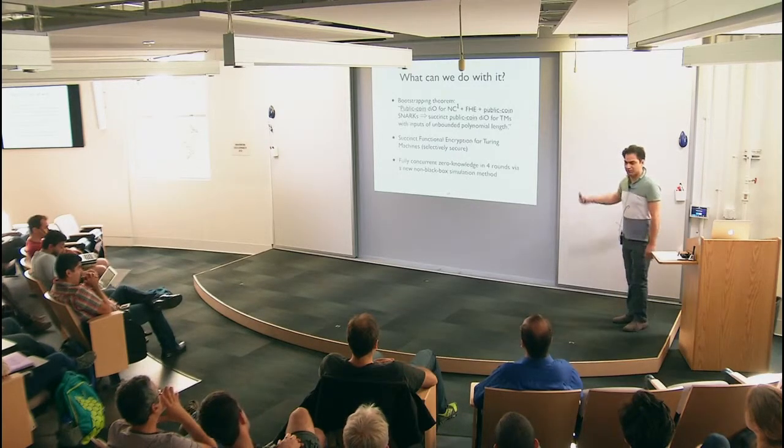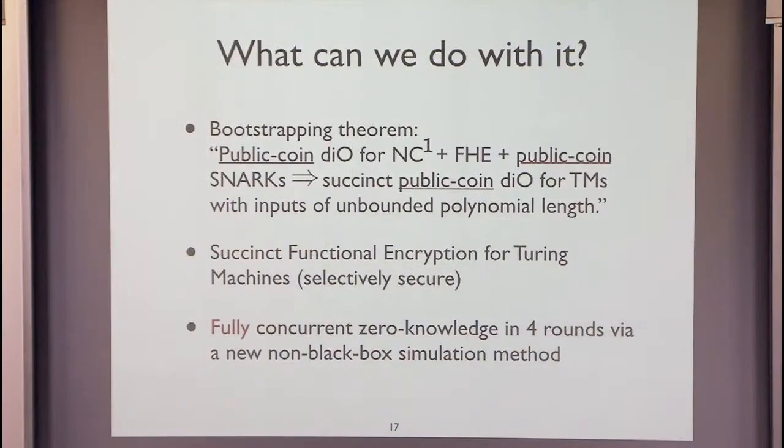Okay, so this is what I was mentioning, that you can go all the way to concurrent zero knowledge. Using this result, we can get fully concurrent zero knowledge also. And it is a new non-black box technique, which simply exploits obfuscation instead of doing universal arguments. Okay.